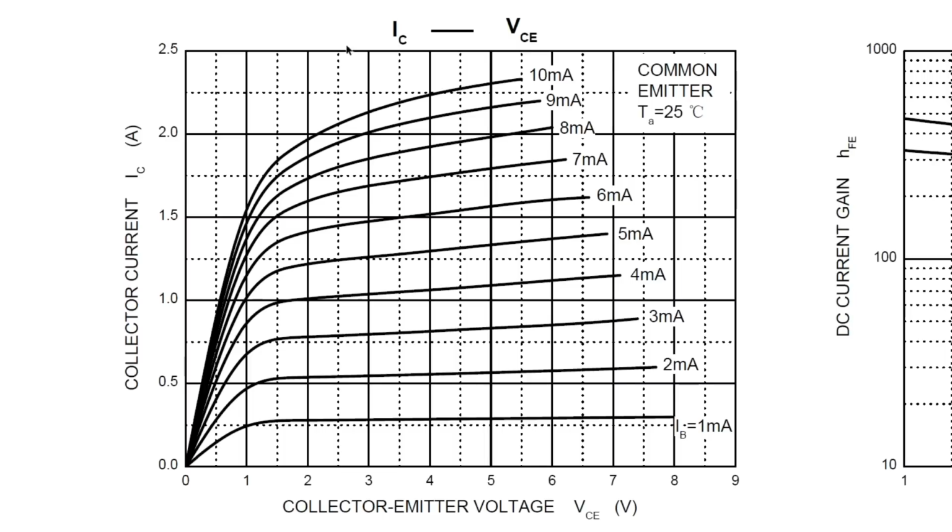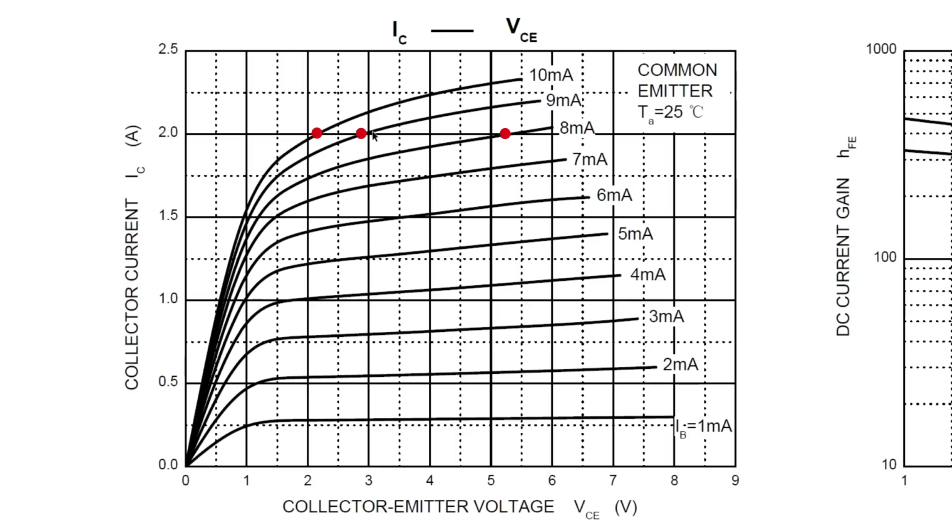Look here, there's a chart showing the relation between collector emitter voltage and collector current. Let's suppose that the load is going to draw 2 amperes. So there will be 3 points here where the collector current is equal to 2 amperes. Here, here, and here. This curve shows the collector current versus collector emitter voltage when base current is equal to 8 milliamperes.